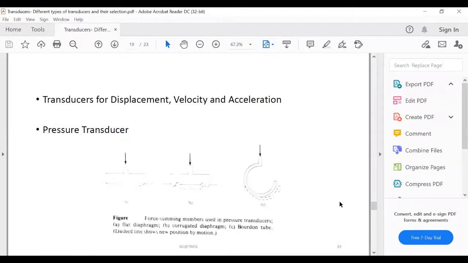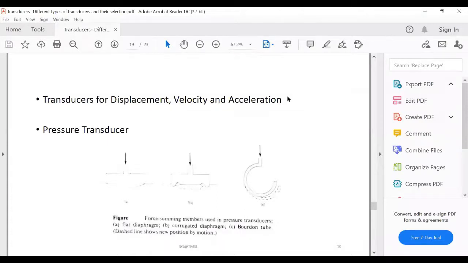So, transducers for displacement, velocity and acceleration. Displacement, velocity and acceleration are linked with each other. If any one of these three variables can be measured, it is possible, at least in principle, to obtain the other two variables. Both operations can easily be performed by electronic methods operating on either analog or digital signals.